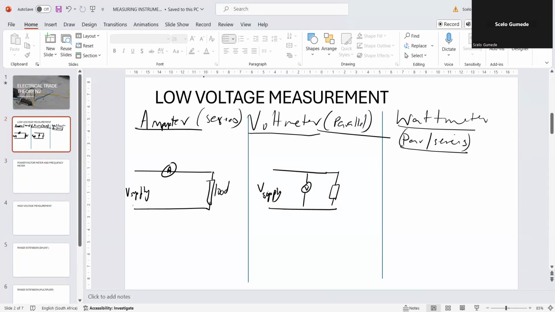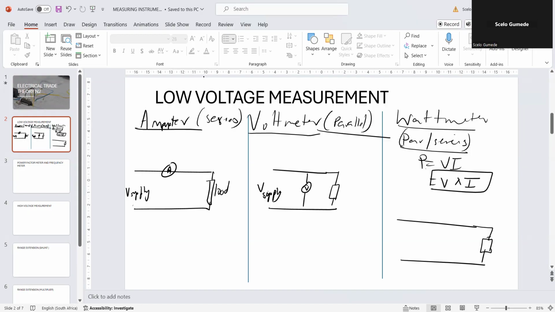And then on a wattmeter, remember a wattmeter measures power, and power is equal to VI, which means for us to get power, we need to get the voltage and the current, which means our wattmeter must give us both measurements. So if we have got our load there, we need to put our voltmeter here as well as our current there. Then this is a wattmeter because it must measure both.